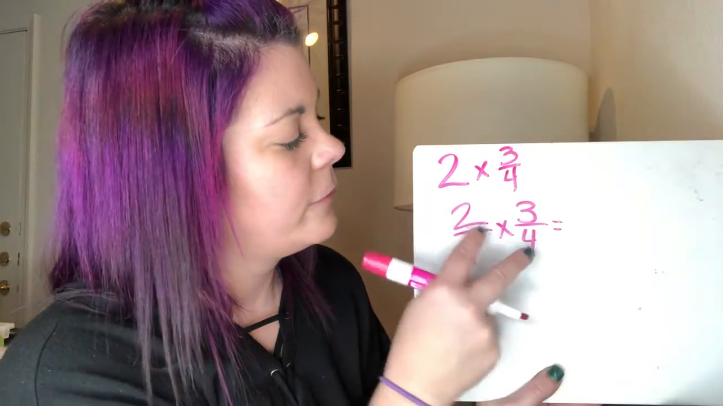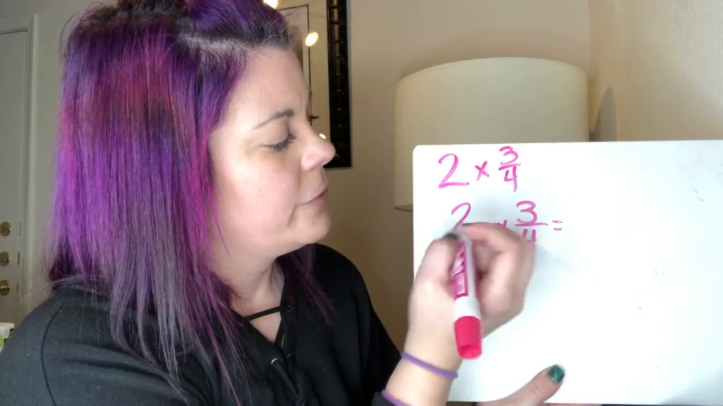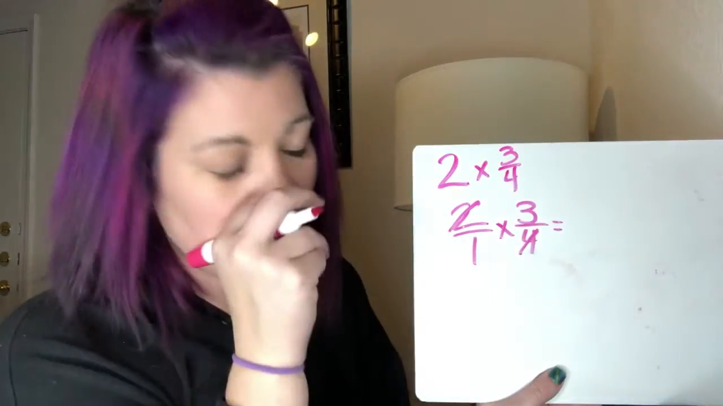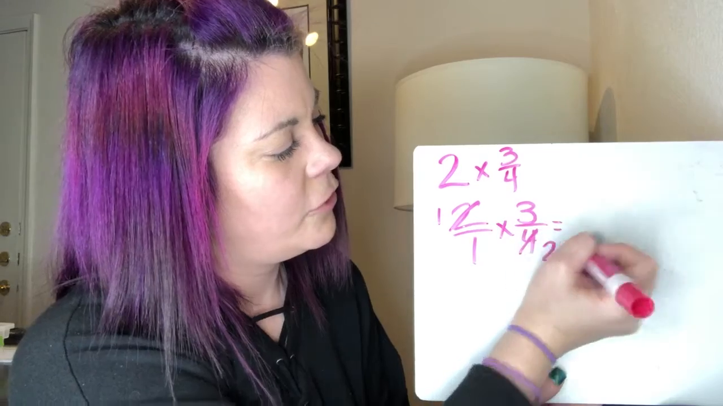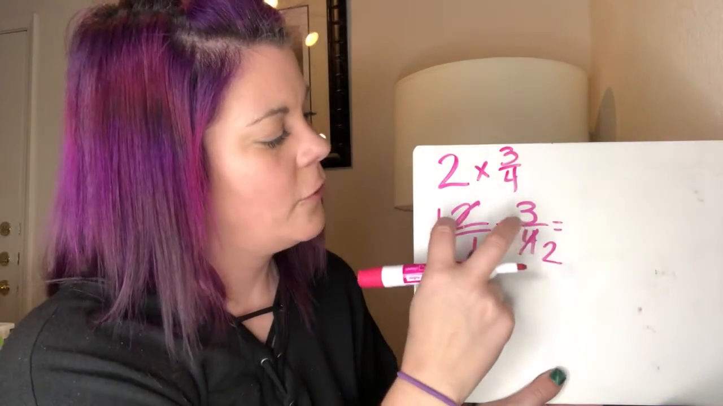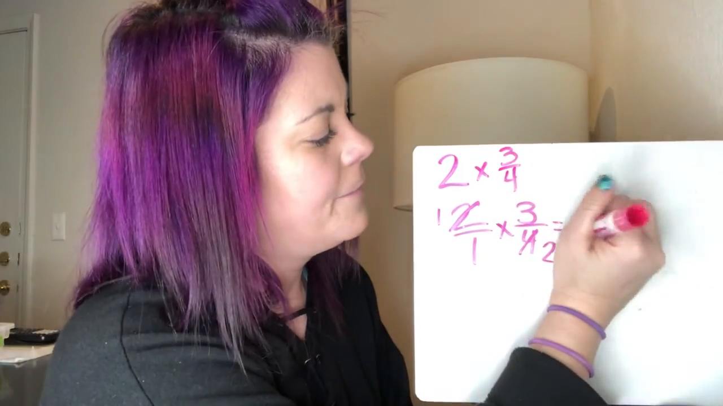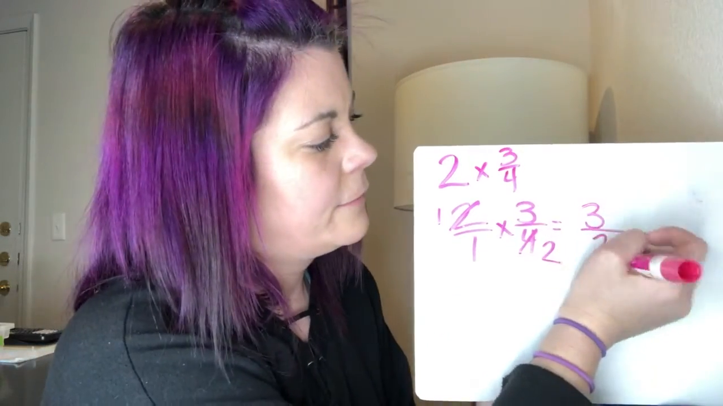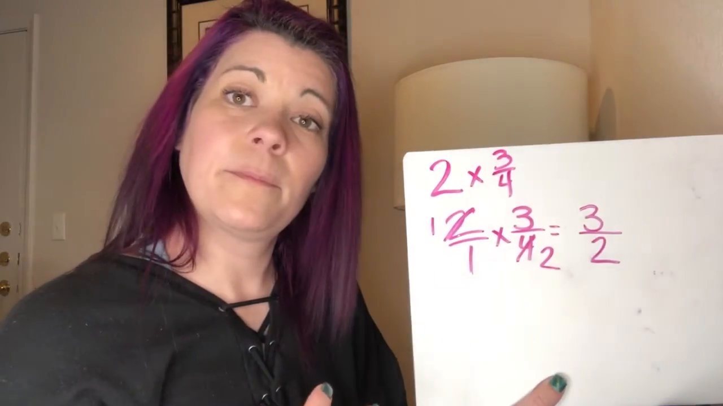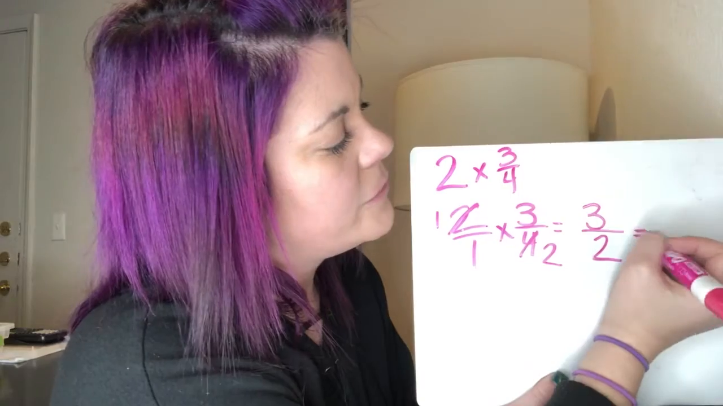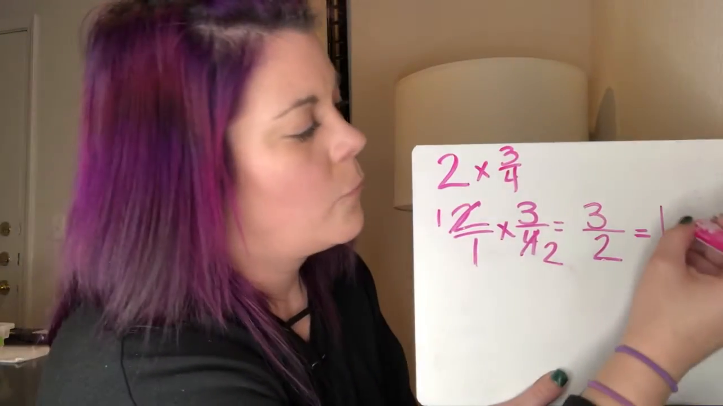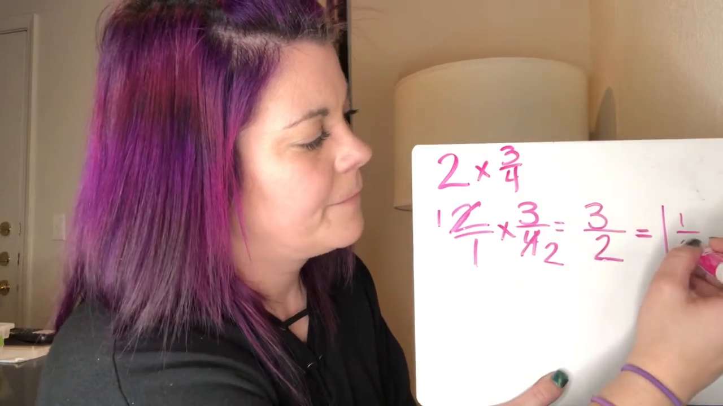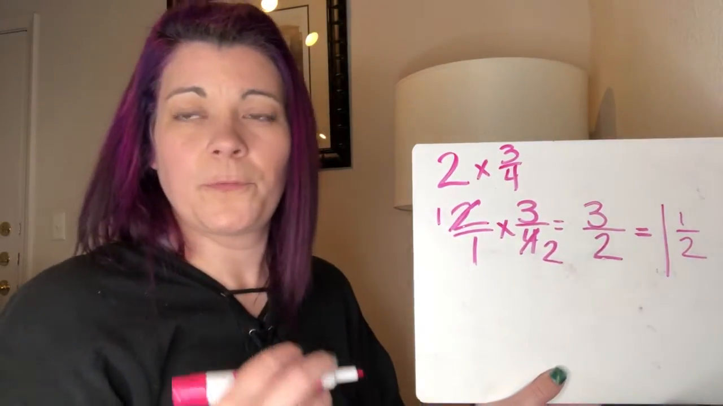Okay, so reduce within the problem, 2 and 4. We can both divide them by 2 because that is a common factor. 2 divided by 2 is 1. 4 divided by 2 is 2. And now we multiply straight across. 1 times 3 is 3. 1 times 2 is 2. And we have an improper fraction. We want to change it to a mixed fraction. 2 goes into 3 once, with 1 left over as a remainder. And then we have a denominator of 2.